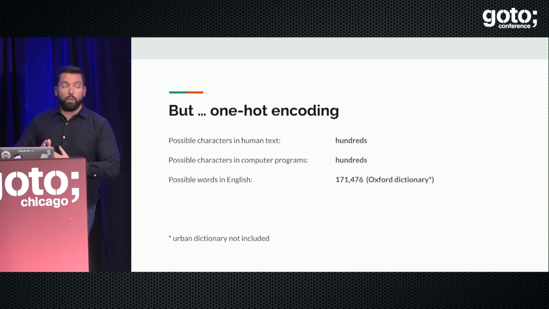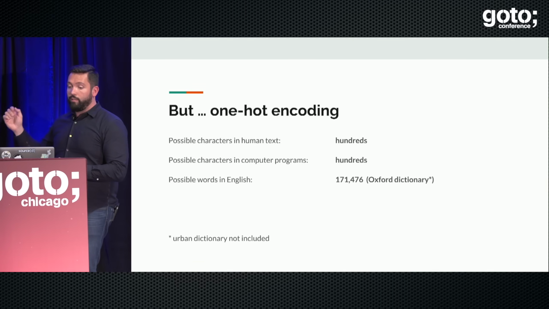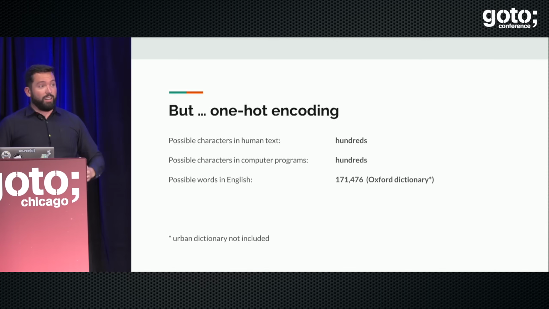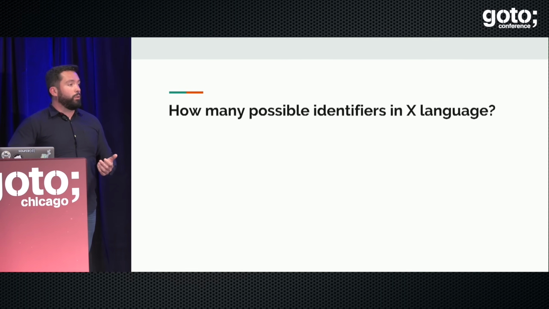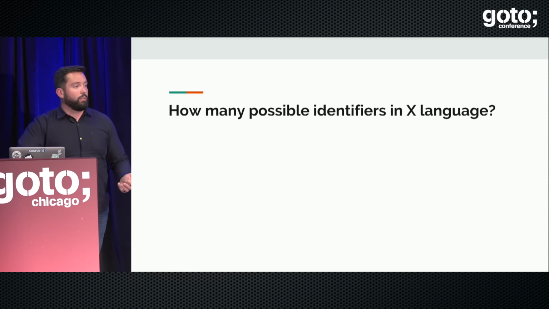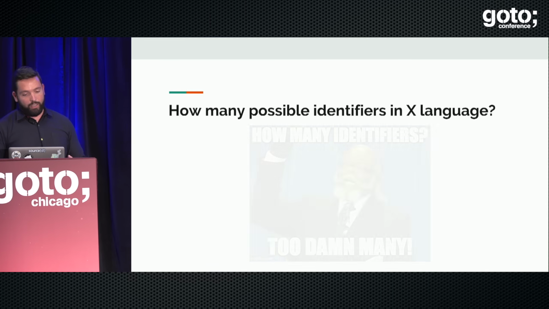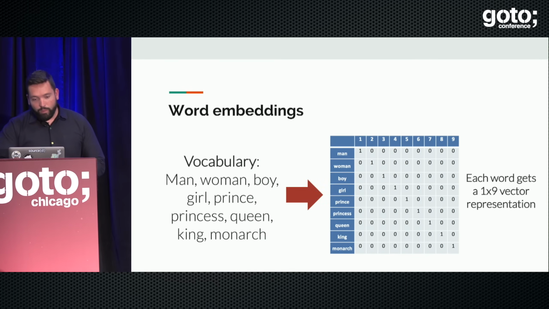So if you start working with words, every single vector is going to have 171,000 positions. That's going to be a lot of memory. It's going to be really hard to train. It's going to take a long time. And how many possible identifiers are in a programming language? Well, programming languages are like German, where you're just adding more words. So it's very hard to say, but I think this is a pretty good estimate. Way too many. So what we do is we're going to use embeddings.